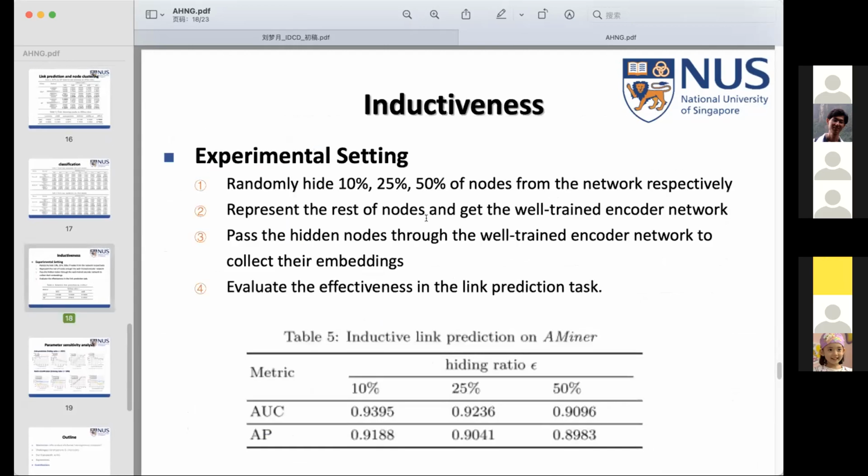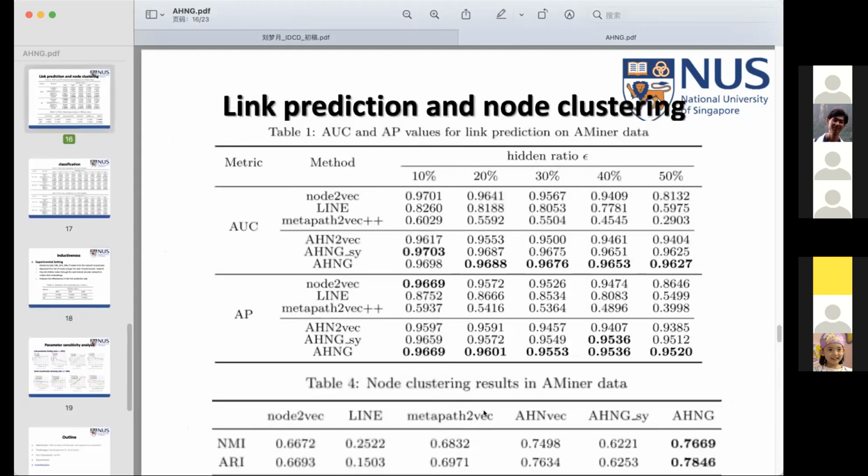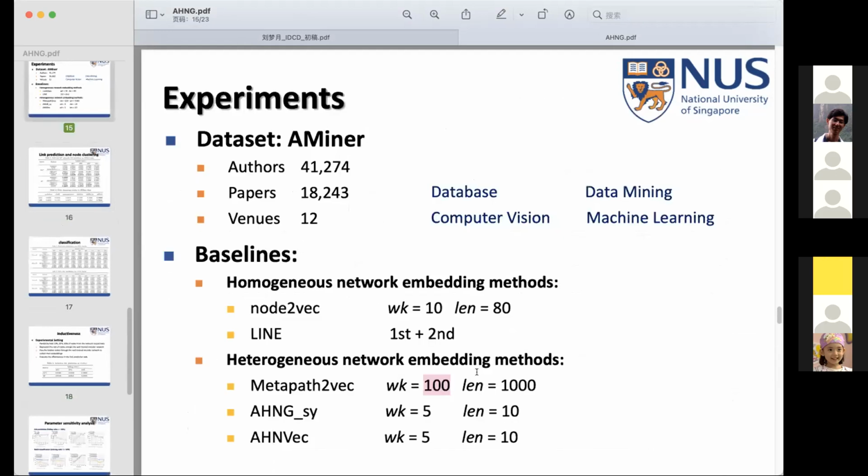Oh, sorry, I didn't show it, but we just need maybe 10 lengths and 5 walks. We can get a good result. Okay, that is impressive. Yeah.